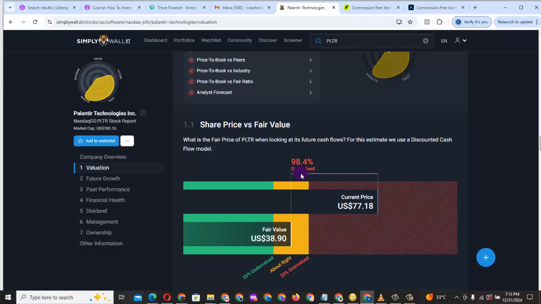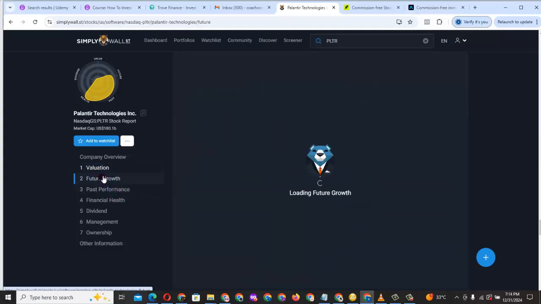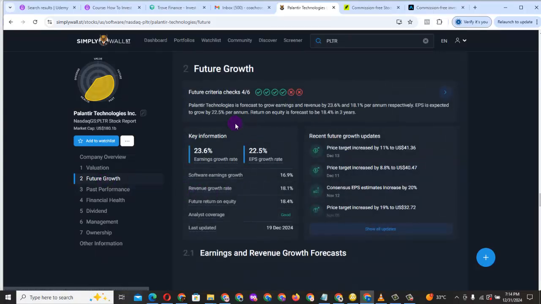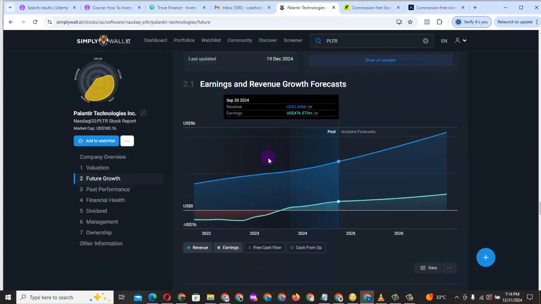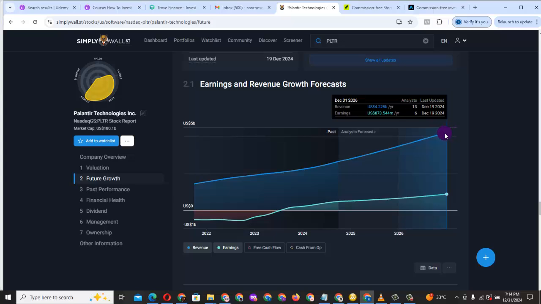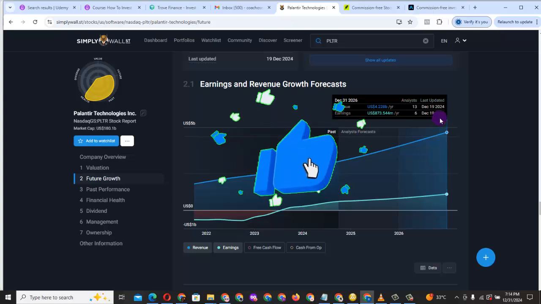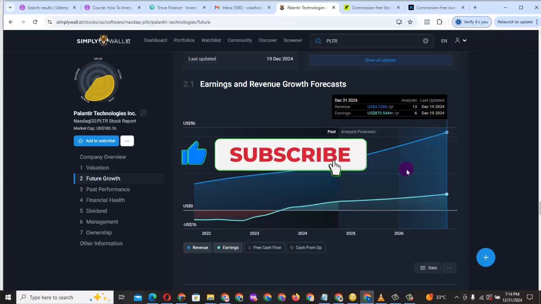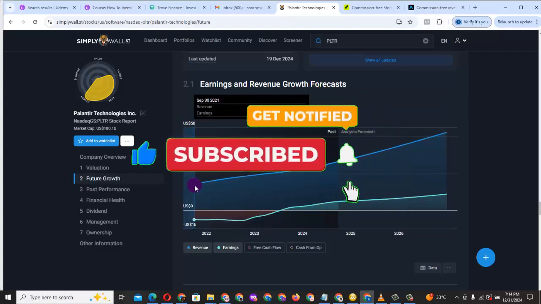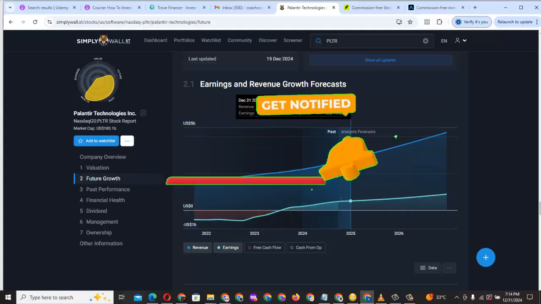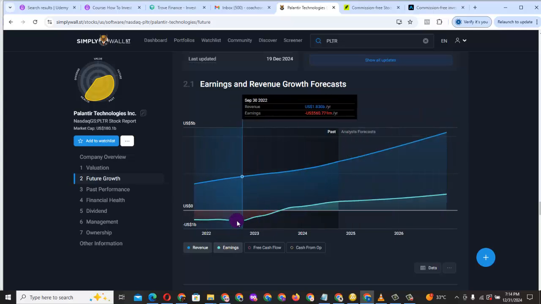It has a very wide margin when it comes to potentiality, when it comes to opportunities to grow. Because when we check the future growth of Palantir, you see it has an enormous future. You see where Palantir is going to be, the projection of Palantir in 2026. We are just about to enter 2025. You can see the growth margin of Palantir has been up. It has been up.